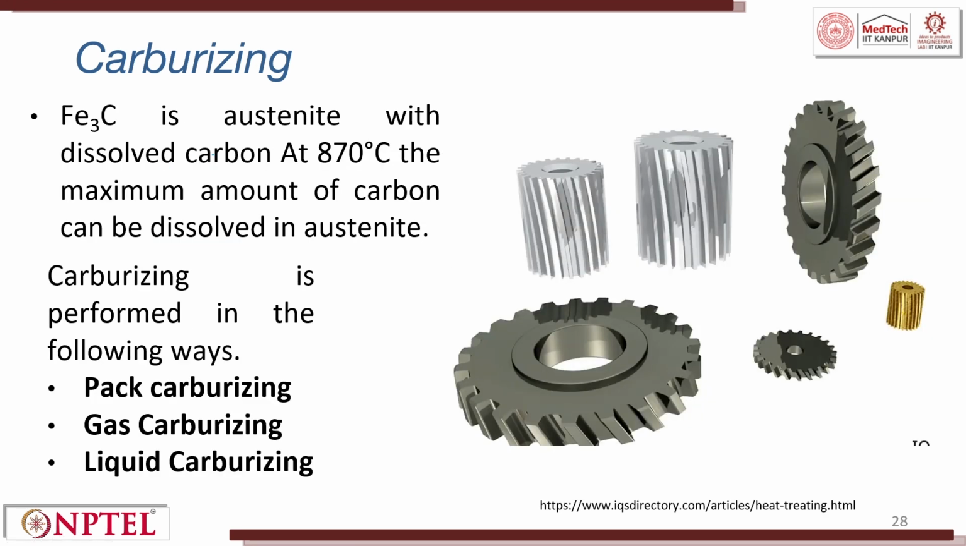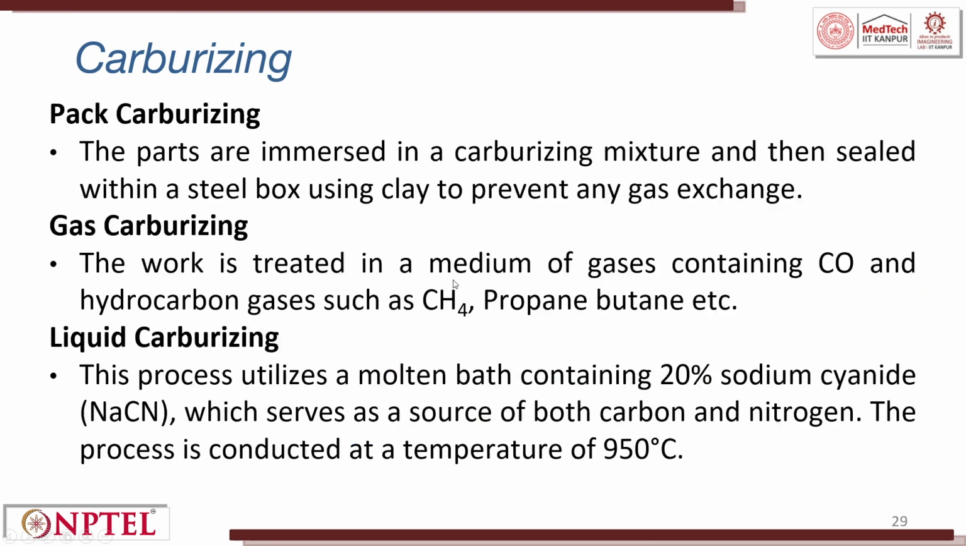Fe3C is austenite with dissolved carbon at 870 degrees Celsius, the maximum amount of carbon that can be dissolved in austenite. Carburizing is performed in varying ways. It can be pack, gas, or liquid. With a bath, the liquid can dissociate and bring you carbon. The gas you infuse can bring in carbon. The pack, whatever you have, a coal, can also induce carbon.